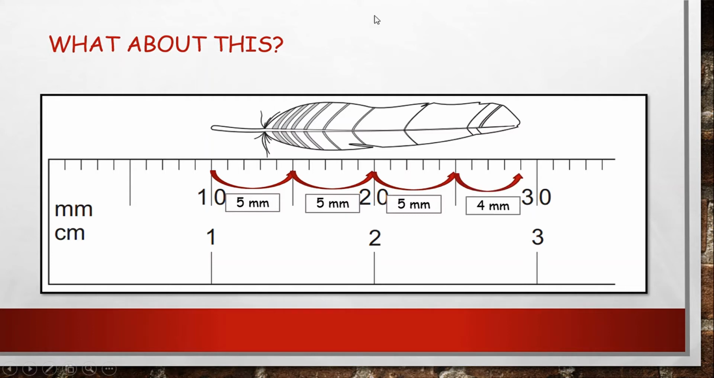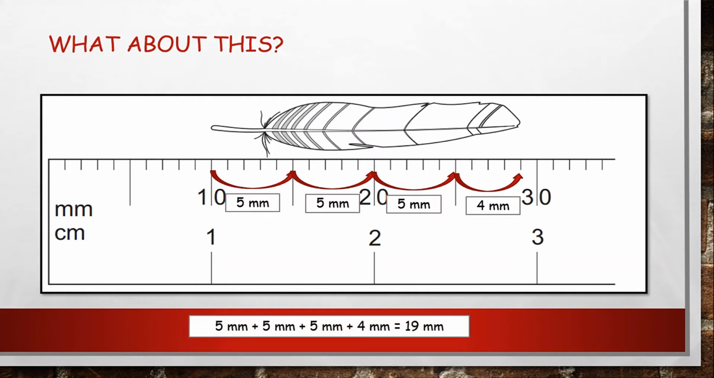Why 4? 1, 2, 3, 4. So 4 millimeter. So what is the length of the feather? The length of the feather is 19 millimeter. You add up all these: 5 millimeter, 5 millimeter, 5 millimeter and 4 millimeter. So you get the answer 19 millimeter.